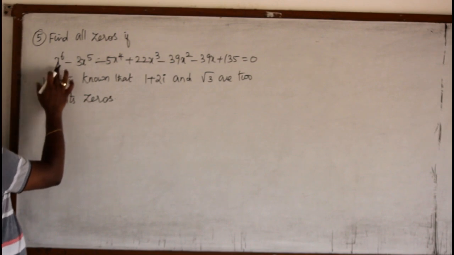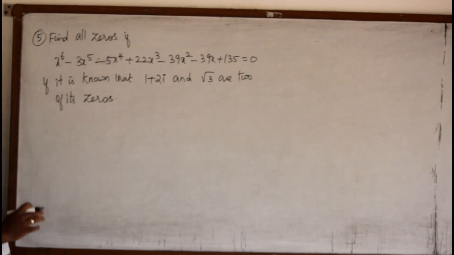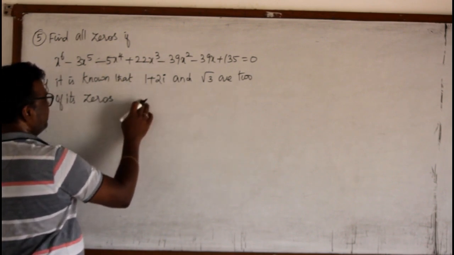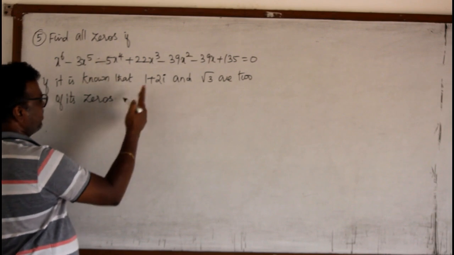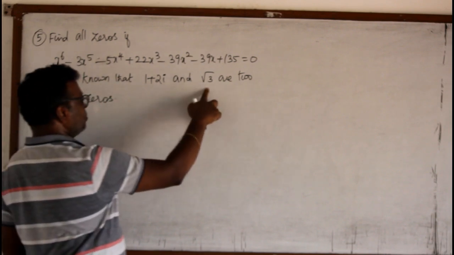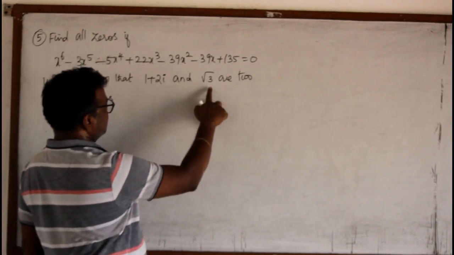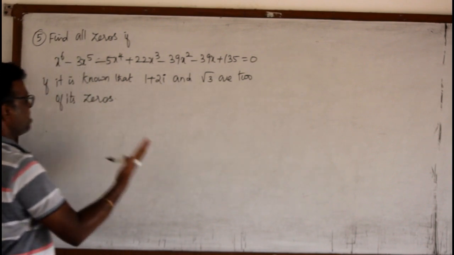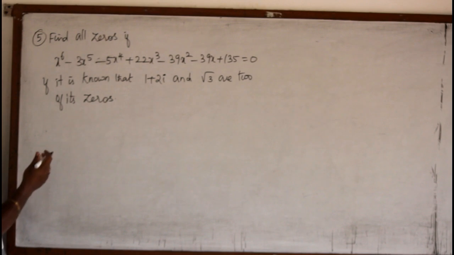Listen here. The highest power of the equation is 6. Therefore, we have to find 6 roots. 1 plus 2i is a root. Automatically, 1 minus 2i is also a root. Therefore, 2 roots are here. Root 3 is a root which is irrational. Therefore, minus root 3 is also a root. Therefore, another 2 roots. So, we have totally 4 roots. But I have to find out the remaining 2 roots using this.